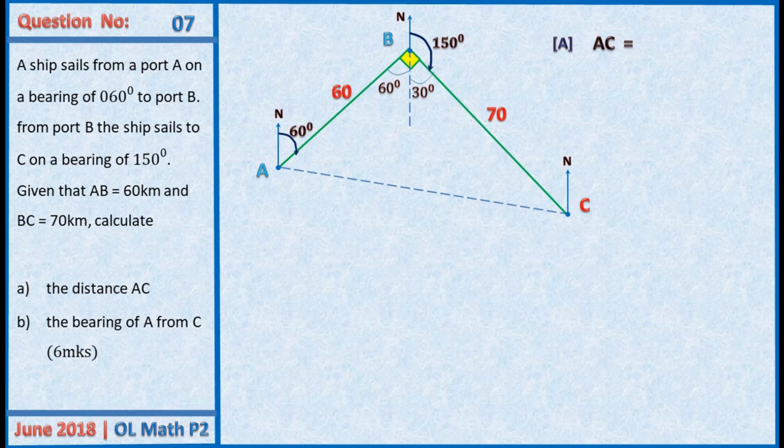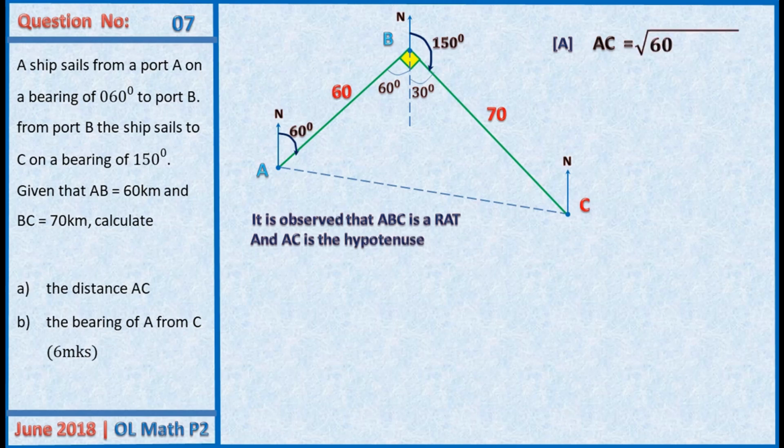Our AC is the hypotenuse, and this will give us the square root of the sum of squares of the two short sides. So AC will be equal to the square root of 60 squared plus 70 squared, and that gives us the root of 8,500, which is 92.2 kilometers.